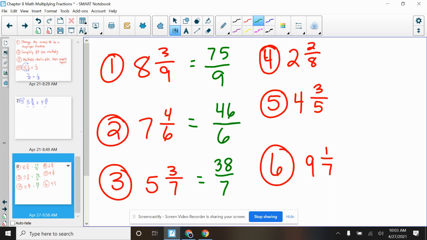All right. Number 4, Allie, do it. Tell me what you did. For 2 and 2/8, I multiplied 8 and 2, and I got 16. And 16 plus 2 is 18. And so the 8 is the denominator, and 18 is our numerator. Excellent, thank you. So we ended up with 18 over 8. Perfect. All right, Cassidy, take on number 5. Go.